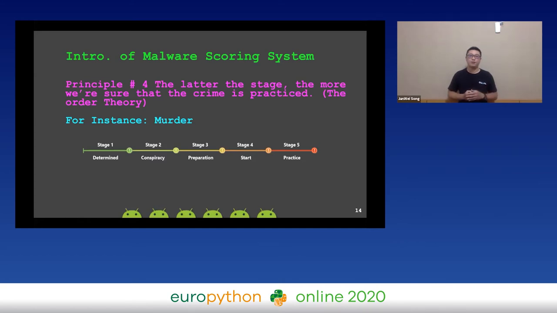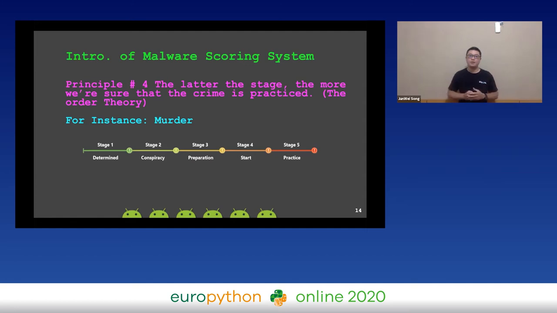And in stage 4, start. It means when things are all set, the murderer takes action and is on the way to kill someone. Practice, the last stage, stage 5. It means the murderer has pulled the trigger and shot someone.